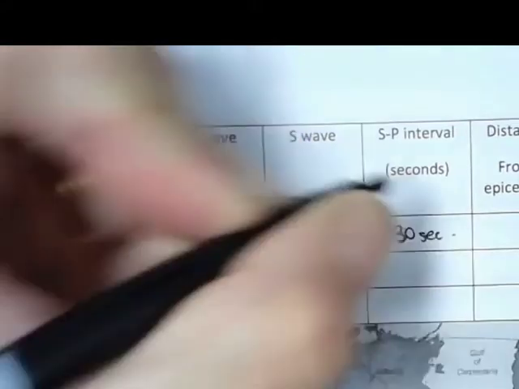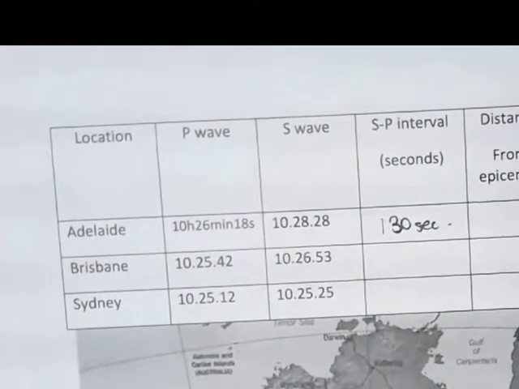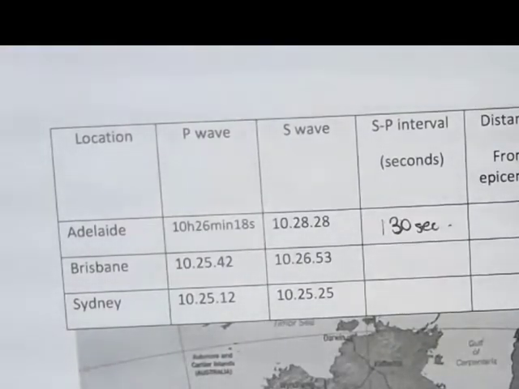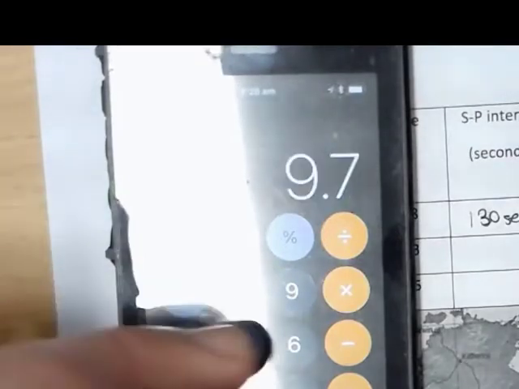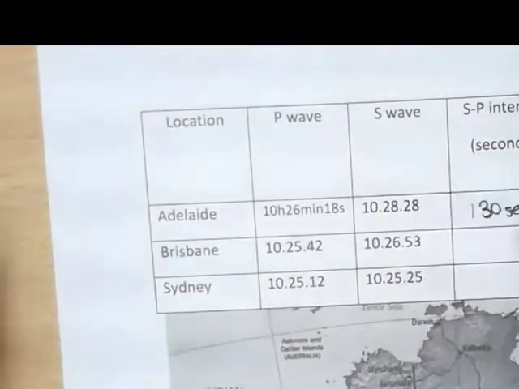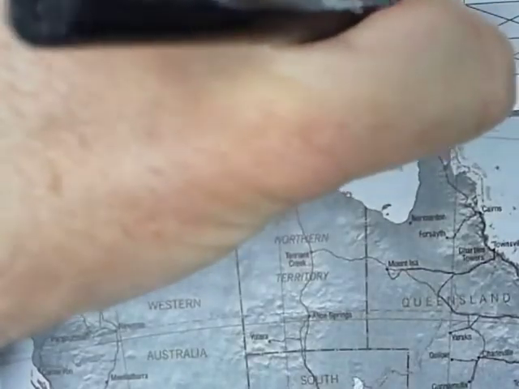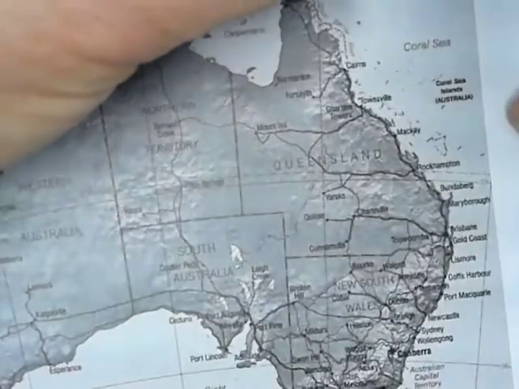Now we've got to work out our distance from the epicenter from that. Of course we can use our graph, or the other way is to use the formula of putting in the 130 and we times that by 9.75, and that gives us 1267.5 kilometers. So that's how it's in kilometers.